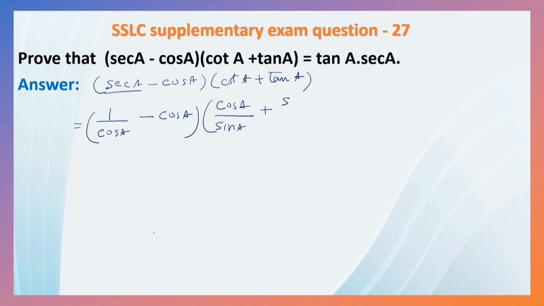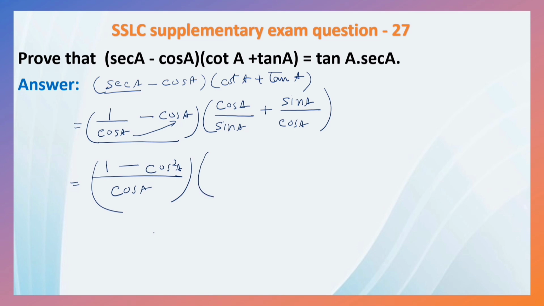Tan A is sin A by cos A. Here LCM is cos A. 1 minus cos square A in the numerator into, here LCM is sin A into cos A, in the numerator cos square A plus sin square A.